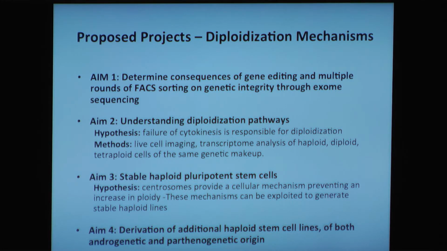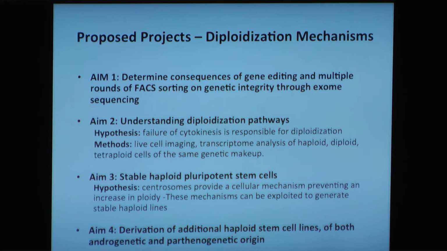So we think that there's a failure in cytokinesis, which is responsible for this. We're going to do live cell imaging. The cells that you saw before were GFP in the H2B region. And so we're also going to be looking at mCherry and H2B in centrosomes, centromeres, and really building that up. It's still early on. And then transcriptome analysis of haploid versus diploid versus tetraploid cells and seeing if there's a difference there.